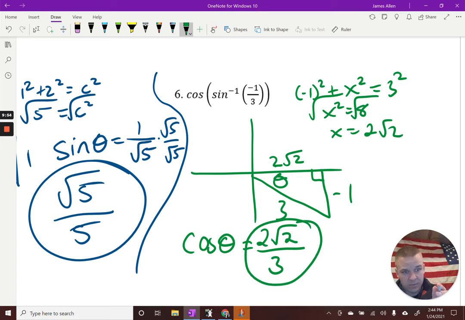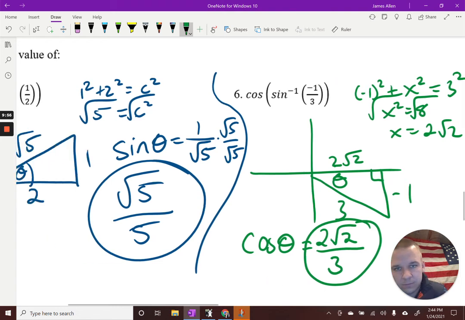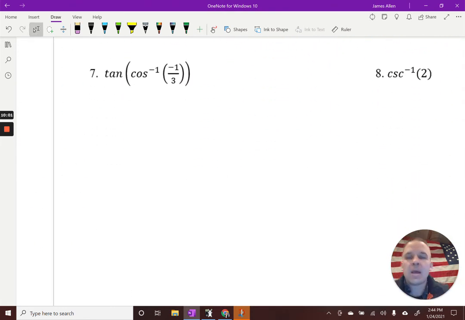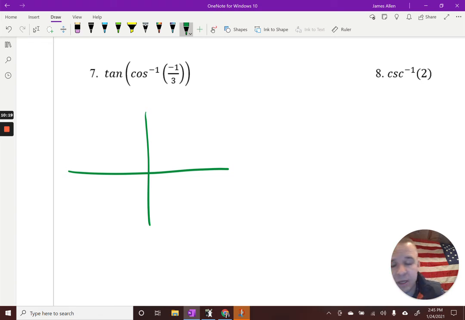A couple more examples, though. Don't you worry. Okay, so, last one, or last couple here. We've got tangent of inverse cosine of negative 1/3. I love this because it's just the same number as the last one, except since it's inverse cosine, we're working inside out, right? Start with the inside. Cosine is negative over here.